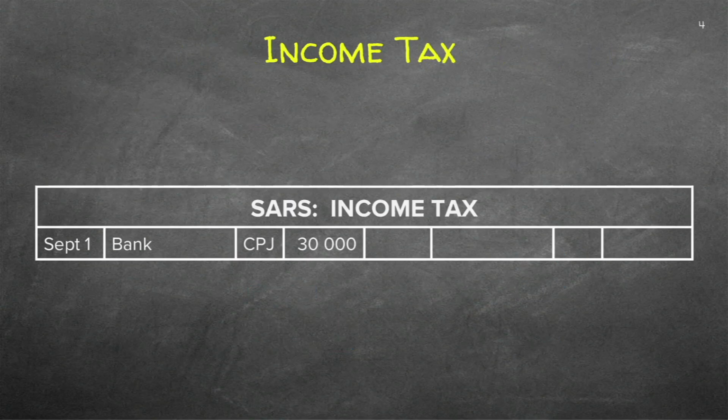So let's have a look at this new account in our nominal section called SARS income tax. I obviously haven't shown the CPR, but you would know that an account in the nominal section is an expense account. It is going to reduce my owner's equity. And so on September the 1st, I pay 30,000 Rand to SARS.